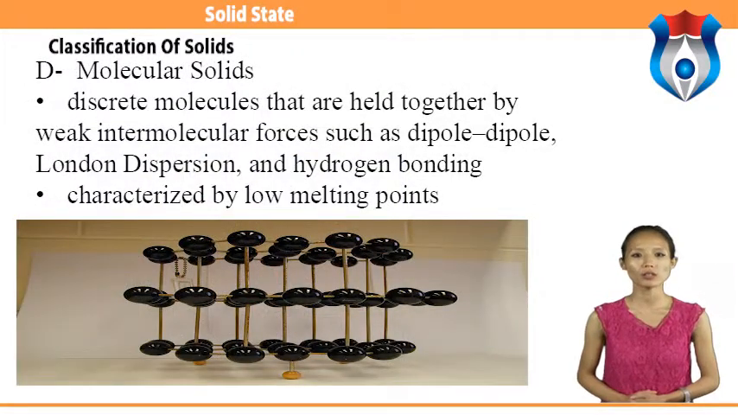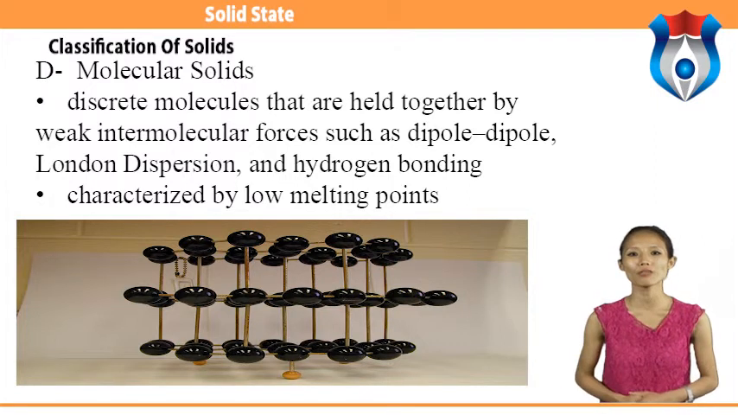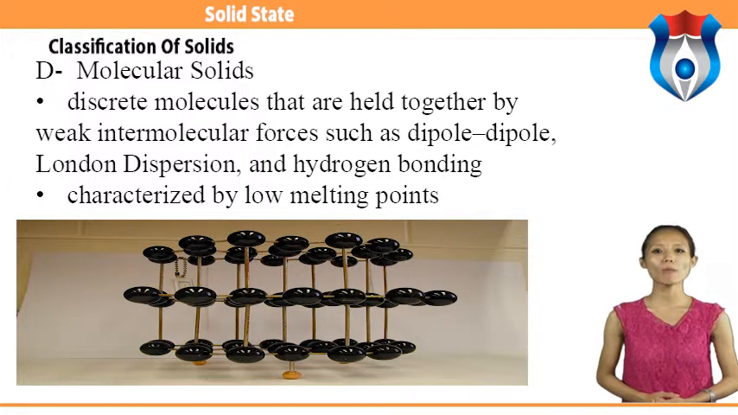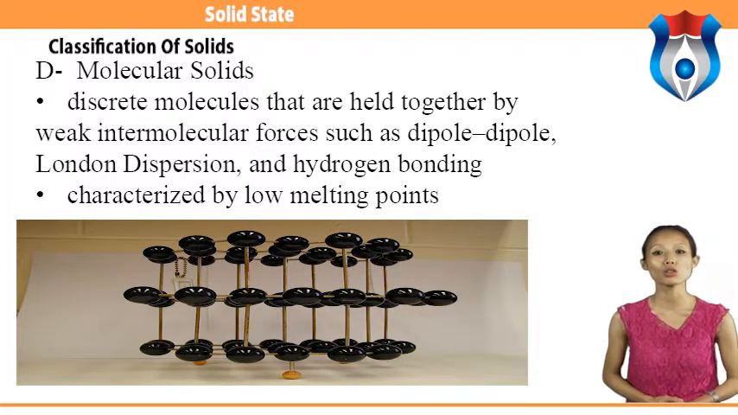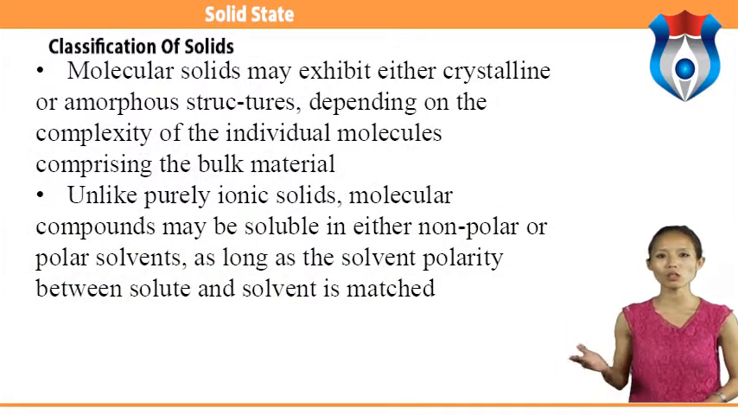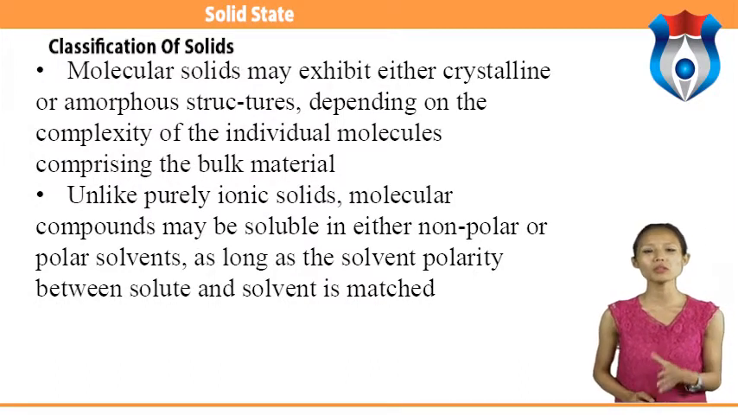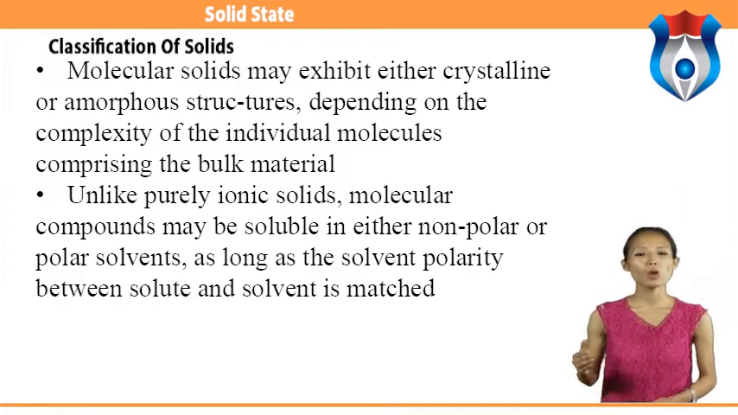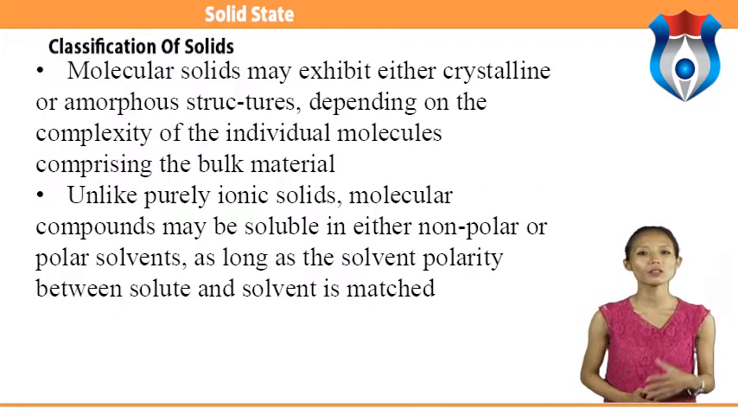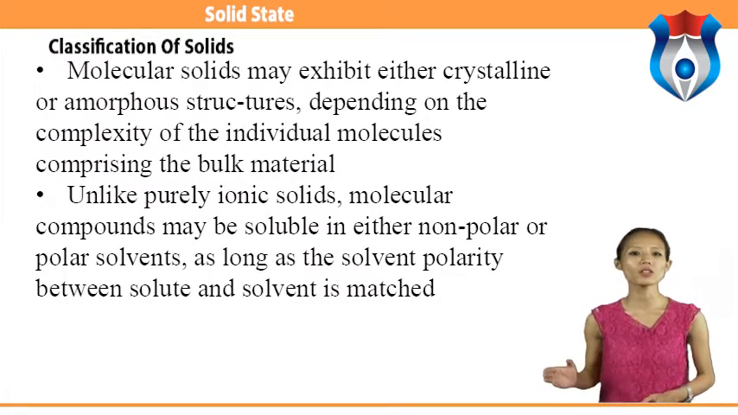D. Molecular solids. This class of solid features discrete molecules that are held together by rather weak intermolecular forces such as dipole, London dispersion, and hydrogen bonding. Since these forces are much weaker than ionic or metallic bonding interactions, molecular solids are usually characterized by low melting points. Molecular solids may exhibit either crystalline or amorphous structures depending on the complexity of the individual molecules comprising the bulk material. As with all solids, the more complex the subunits are, the harder it is for them to organize themselves in a repeatable fashion, resulting in an amorphous structure.